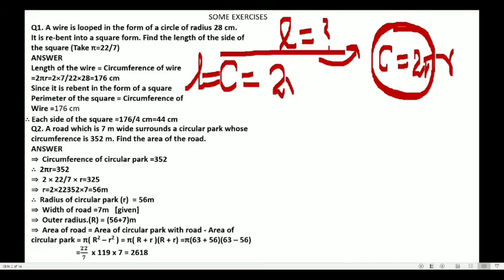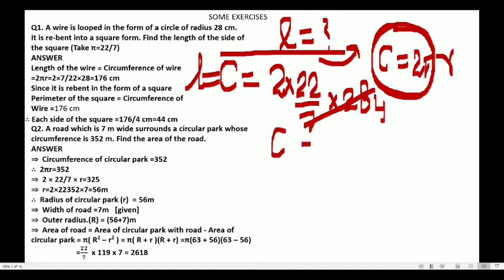So, what will be the circumference? 2 into 22 by 7 into 28, where 28 is the radius. Solve it, cross cut it, and hence we can find the circumference as 176 centimeters. This circumference is now the length of the wire.